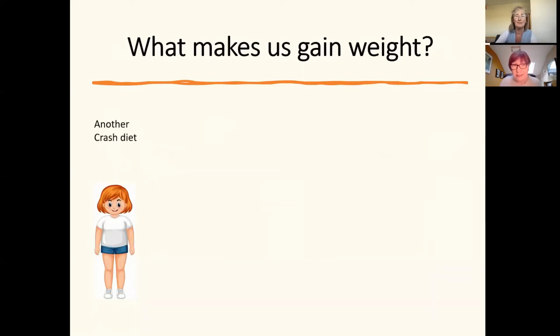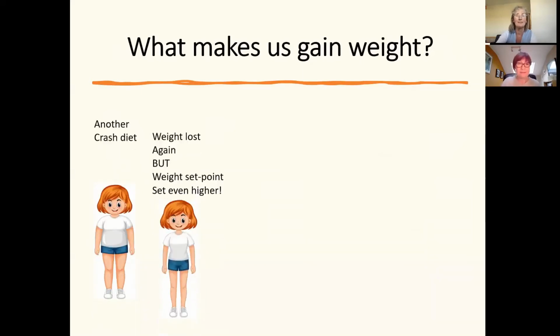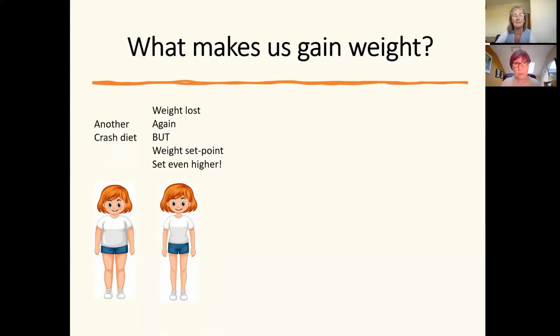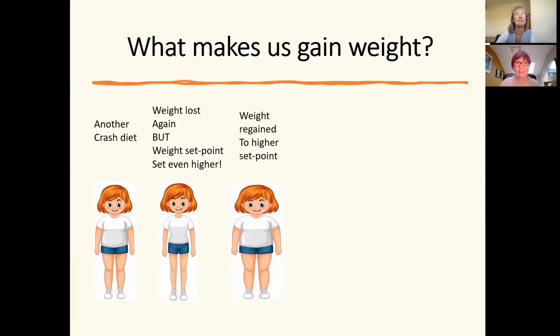But she tries, she goes on another crash diet. And she loses the weight, but her brain thinks there's another famine, so it's going to set the weight set point even higher. And that forces her to eat and regain weight until she reaches her new set point, because this is what her brain thinks is normal now.